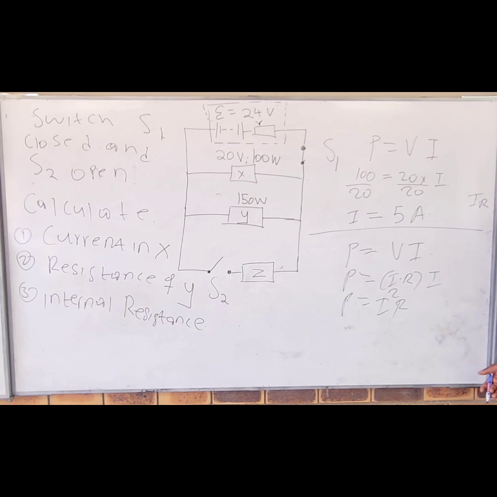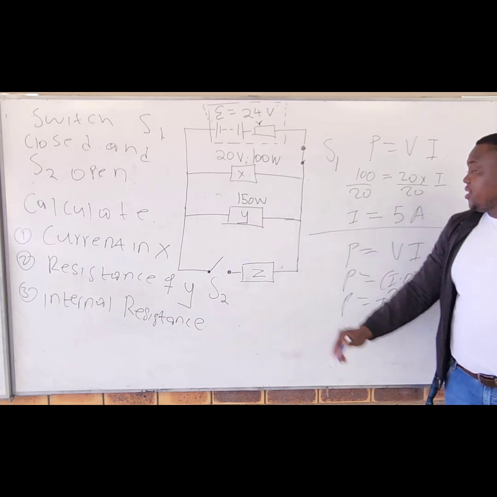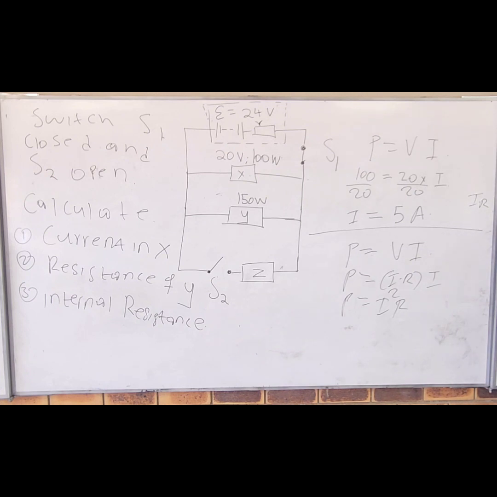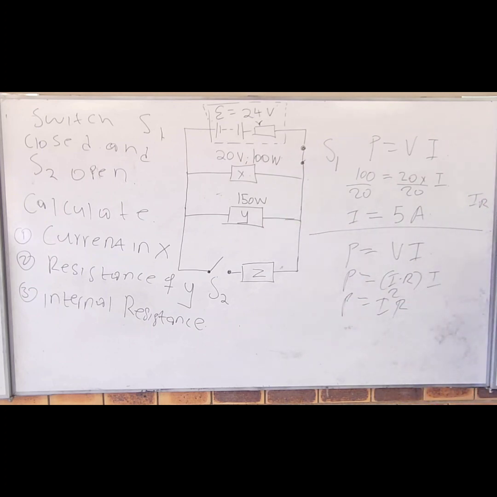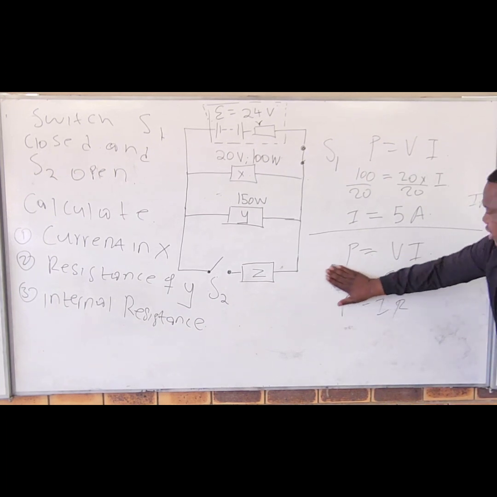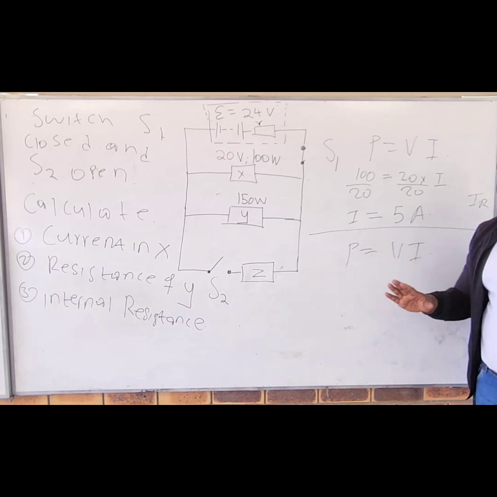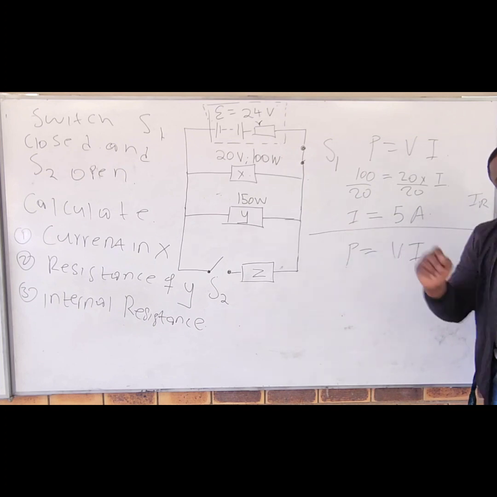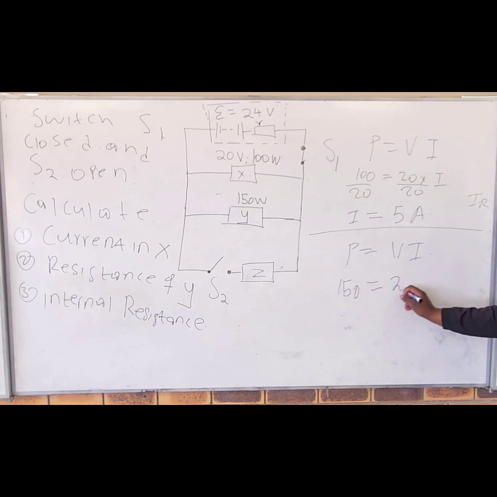How do we calculate the current for that one? We are given the voltage and the power. So we can just use this formula to calculate the current that is here. Then we'll use this formula to calculate the resistance. Okay. So let's just quickly calculate the current. We are requested to calculate the resistance, but we won't be able to do it directly. We can just calculate the current, then we'll go to the resistance. Power is 150. Voltage is 20 volts.